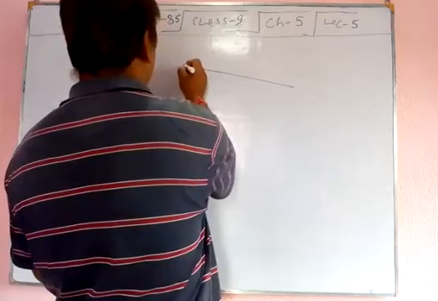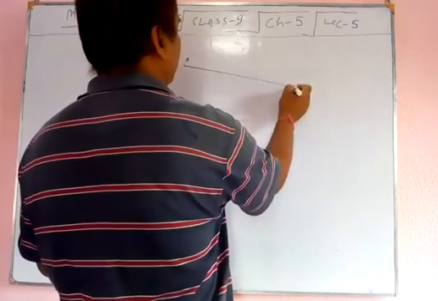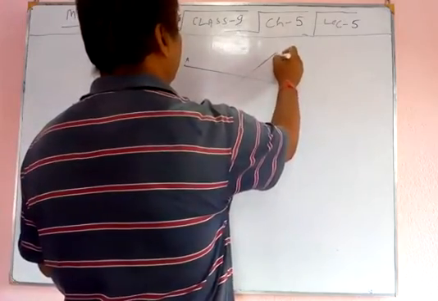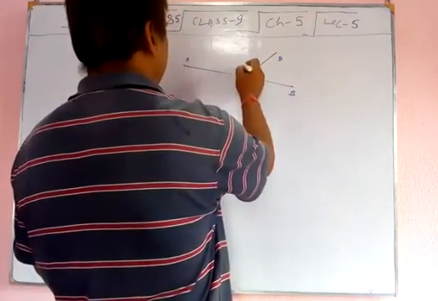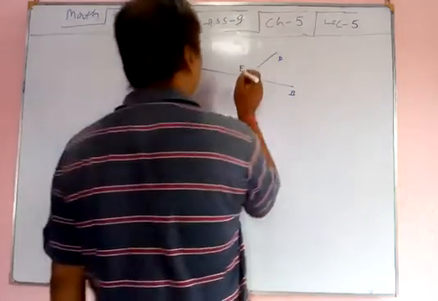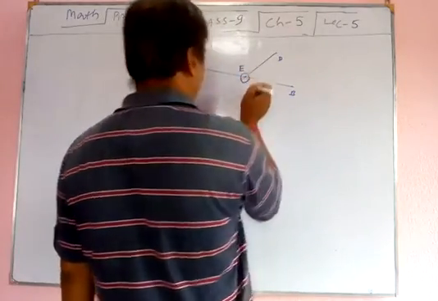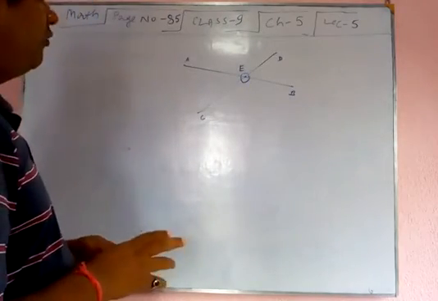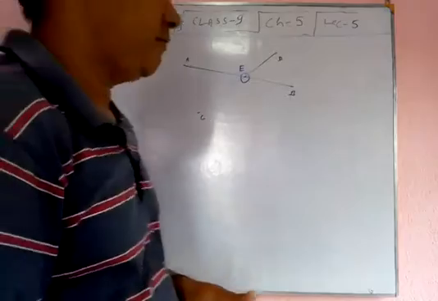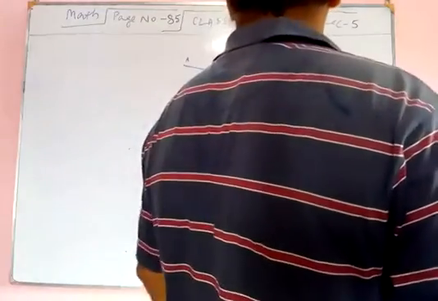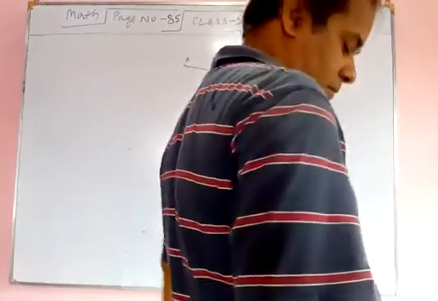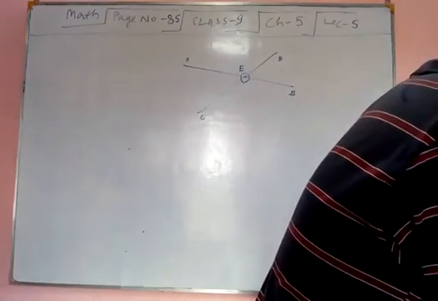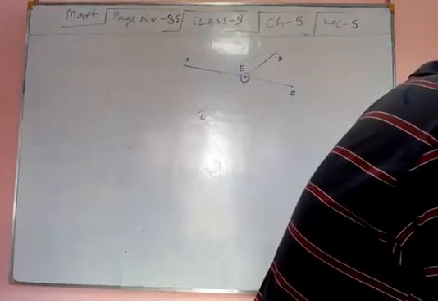This is one line AB and here it is CD. This is a common point E. E lies on AB as well as on CD. We have to prove that only E is the common point. Here we are given two lines L and M. We need to prove that they have only one point in common.